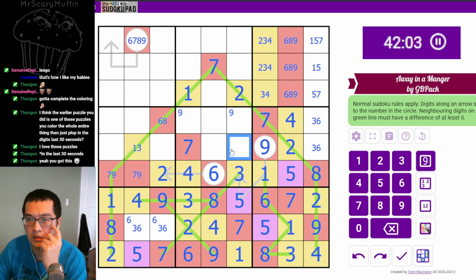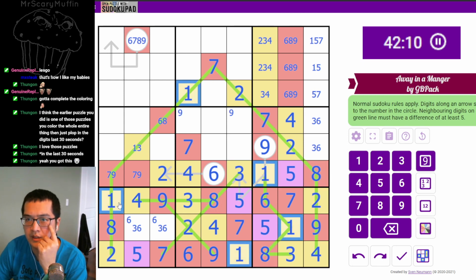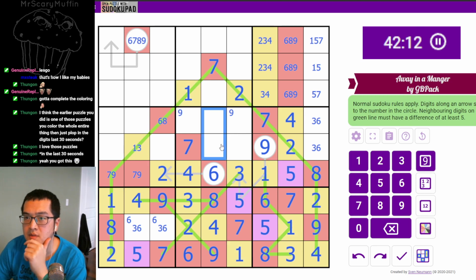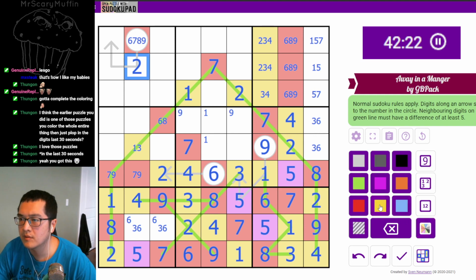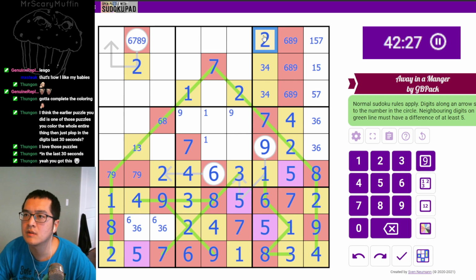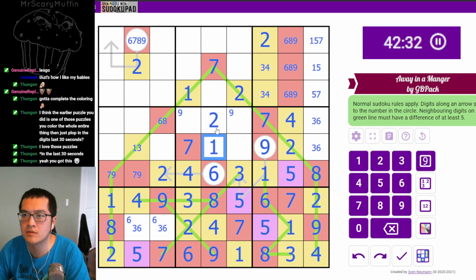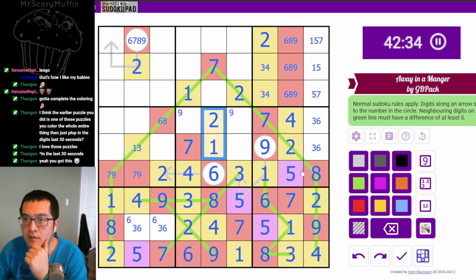How far can we go? We're looking at 8s, right? 8s. Okay, let's take a look. 1s. One of these are 1s. 2s. Aha! That's a 2. That can't be a 2, because that's a 2. That's a 2. That's a 1. That's a 3.